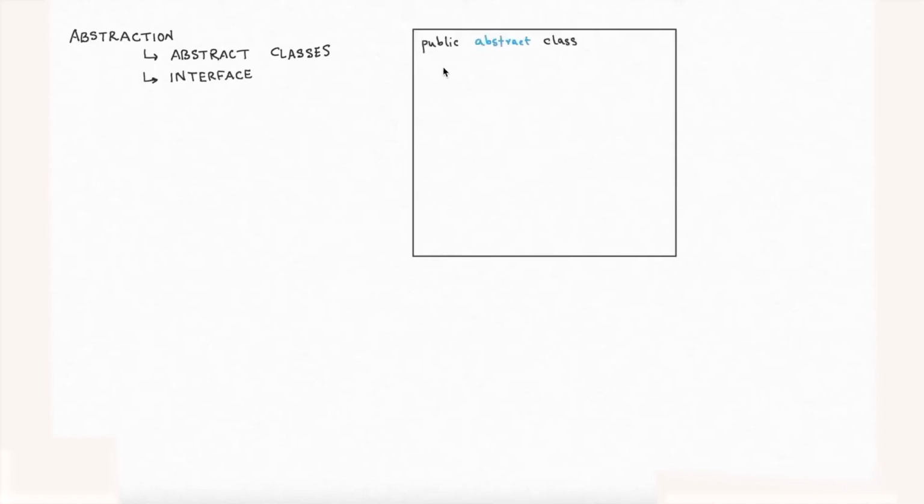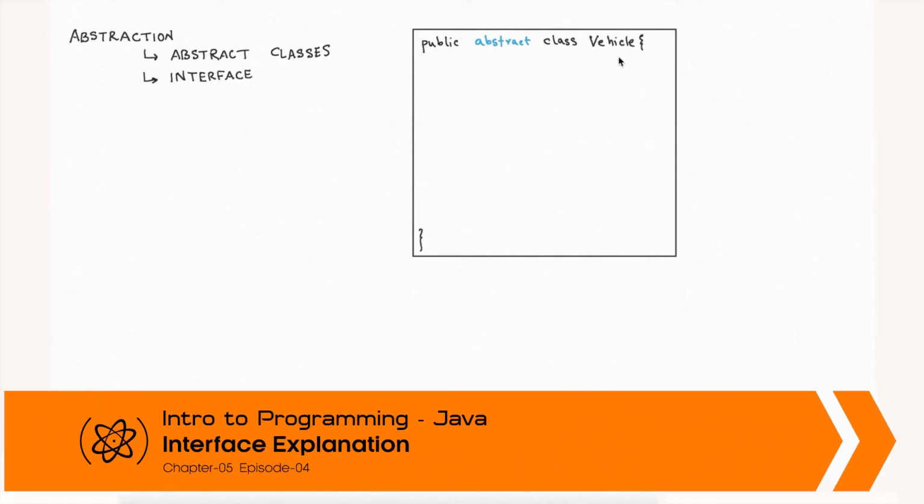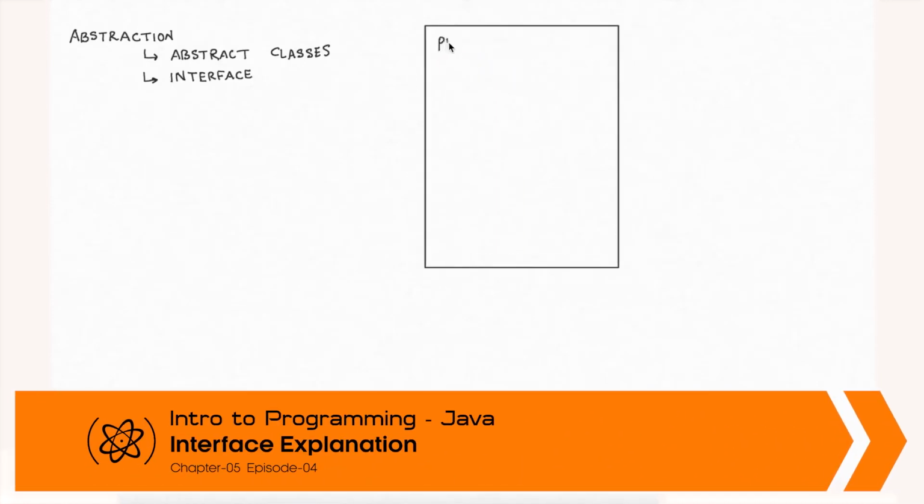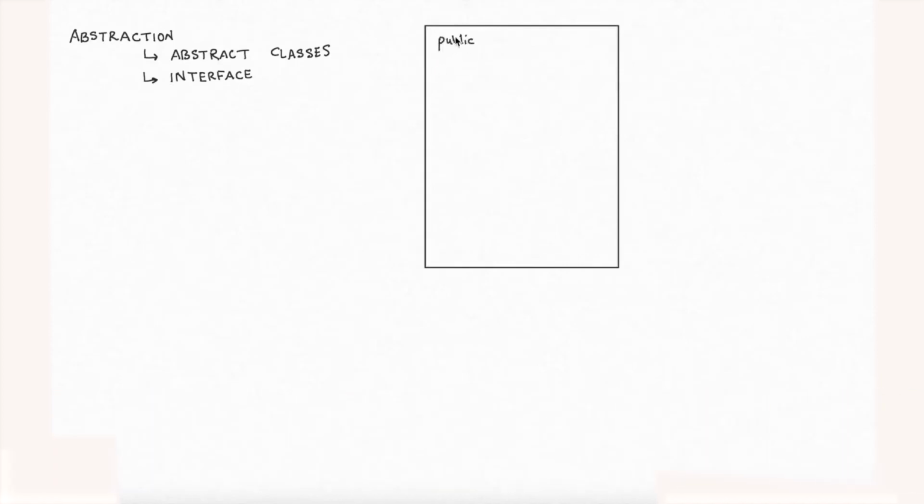In an abstract class, we start the declaration with an access modifier, the abstract keyword, and then we say that this is going to be a class, and then we name the class. Let's say vehicle. So this is how we start an abstract class. For an interface, we have the access modifier at first, but then we use the keyword interface, and then we use the name of the interface.